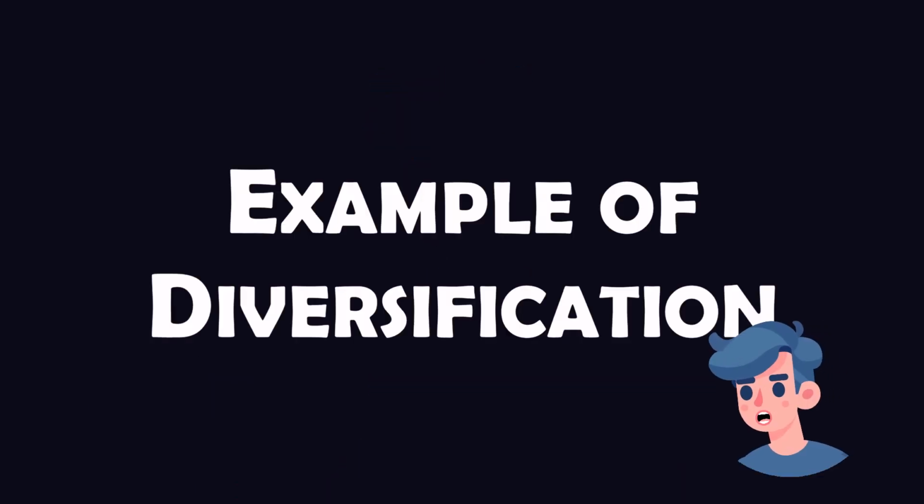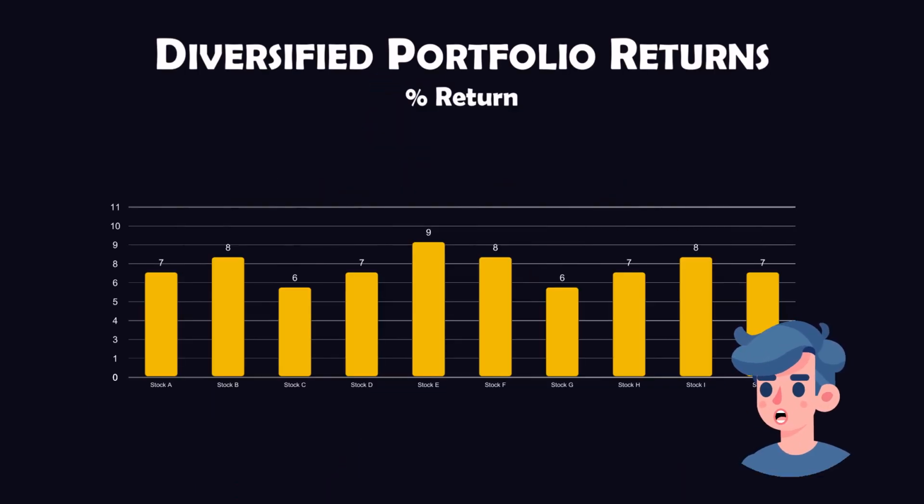To show the power of diversification, consider this. Instead of investing solely in one stock, you invest in a mix of 10 stocks across different industries. If one stock performs poorly, the other stocks can help mitigate the impact, stabilizing your returns.